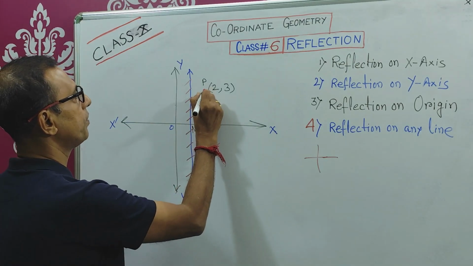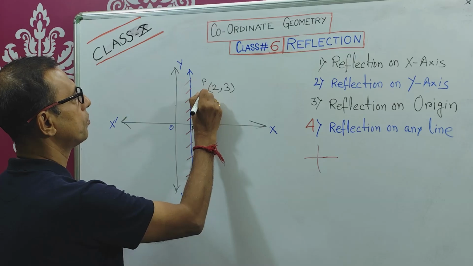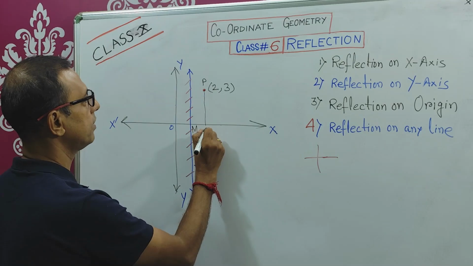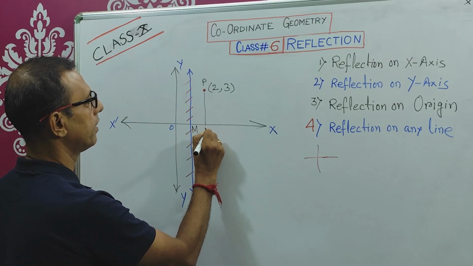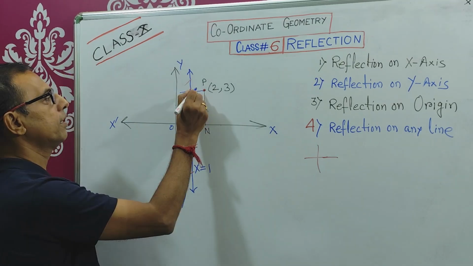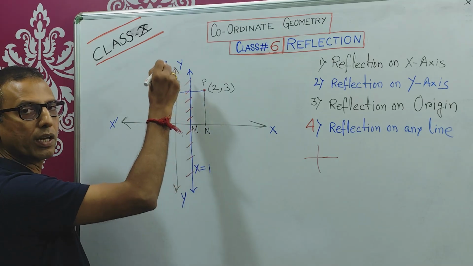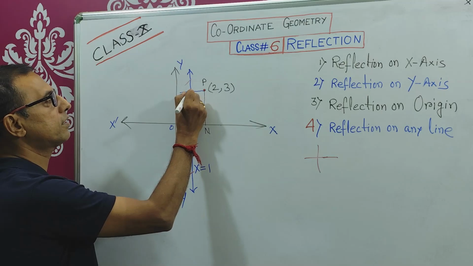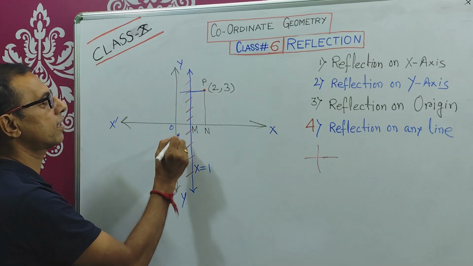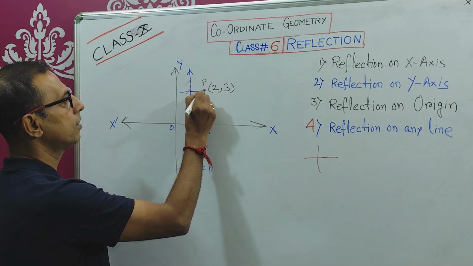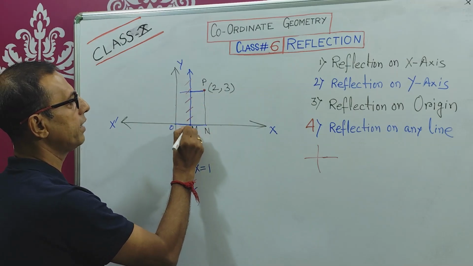Okay, if you draw a perpendicular here, let's say it is N, right? If it is reflecting on the line x equals 1, what is this distance? This distance is ON minus OM, right? This distance is ON minus MN.